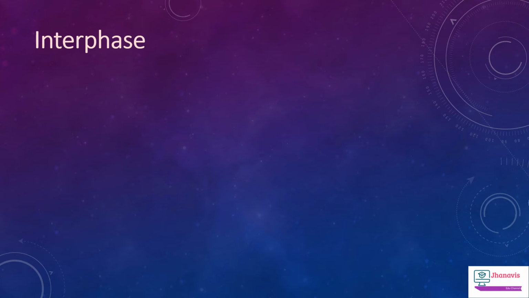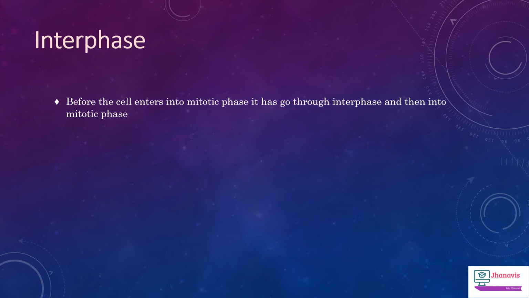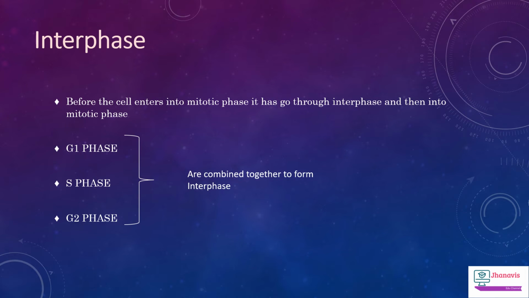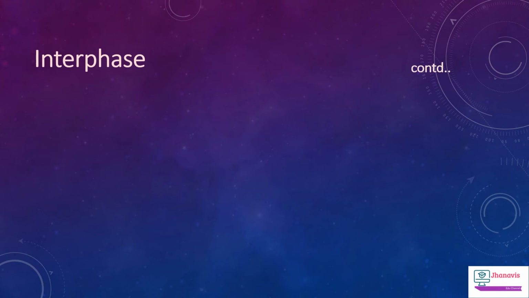Before the cell enters into the mitotic phase, it has to go through an interphase. What is an interphase? The combined form of G1 phase, S phase and G2 phase together we call an interphase. Once the cell enters the interphase, then only can the cell go through a mitotic phase or the M phase. Here, the cell will prepare itself for the mitotic division.